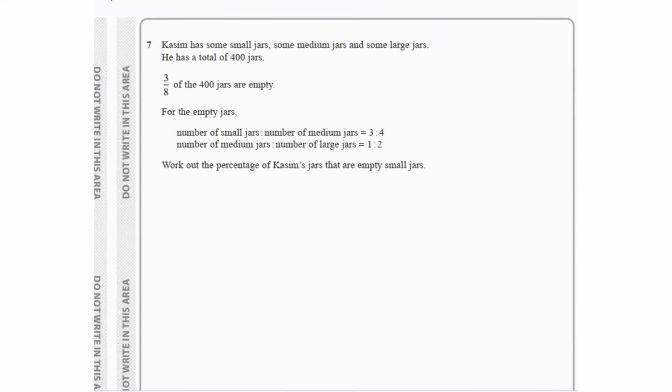The next question says Qasim has some small jars, some medium jars, and some large jars. He has a total of 400 jars. 3/8 of the 400 jars are empty. For the empty jars, the number of small jars is to the number of medium jars as 3:4, and the number of medium jars is to the number of large jars as 1:2. Work out the percentage of Qasim's jars that are empty small jars. So first, let's find out the empty jars. That's going to be 3/8 of 400, which is going to give us 150.